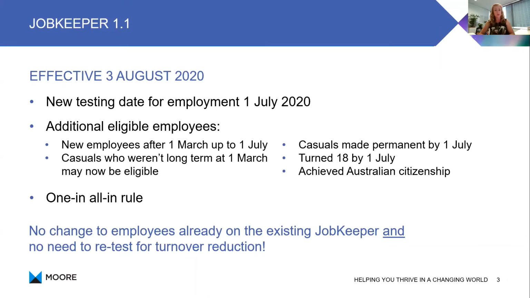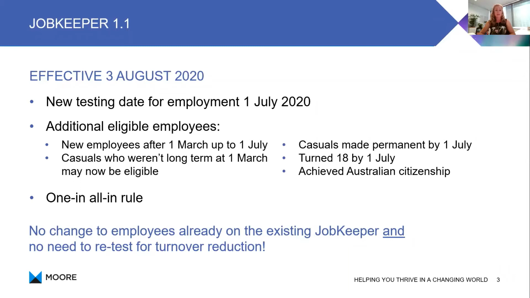So if you had employed someone after 1 March, so they weren't eligible on your original JobKeeper, after 1 March, on or before 1 July, they should have been brought onto your JobKeeper. And that's from the fortnight starting the 3rd of August right through to the end. So that meant that for anybody that was maybe a long-term casual that hadn't met the 12-month requisite period at 1 March, but had met it at 1 July, could have been brought on. That meant that somebody who was a new employee could have been brought on.